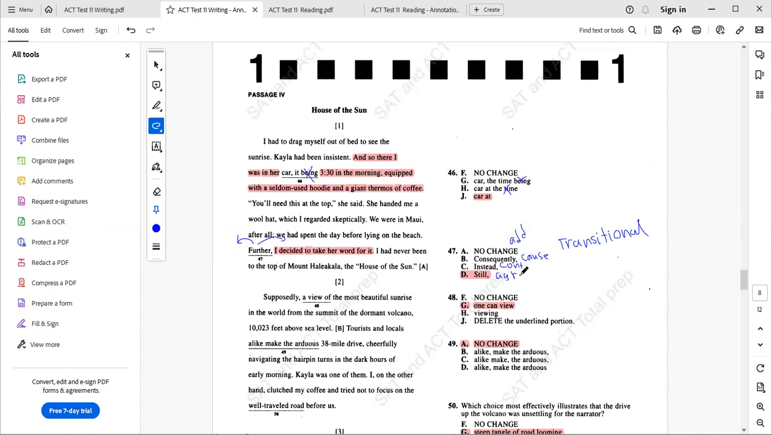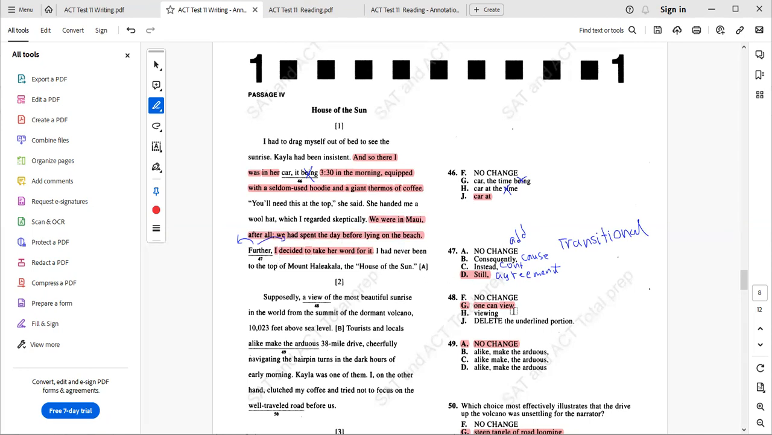We can't work with the odd one out. So let's find before and after to find what he is telling us. We were in Moy. After all, we had spent the day before lying on the beach. Here he said, I decided to take her word for it. Okay, it's not a cause and effect. It's not addition. It's not a contradiction. So we don't have it except that still. We were in Moy, so I decided to take her word for it.